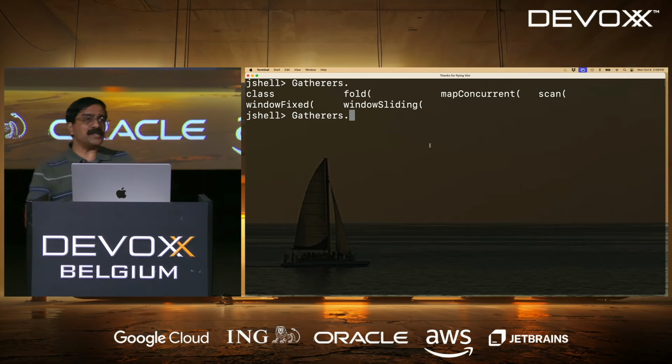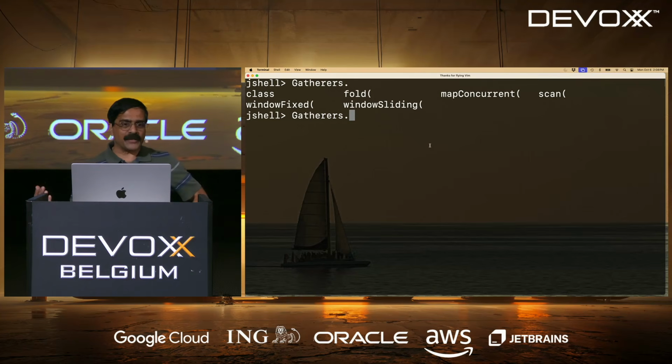So when a new version of Java comes out, take a second to see if by any chance they have added a few new functions. If they've added a few new functions, that's always good, to use them rather than create our own functions, right? So right now there is not a whole lot, but there is a function called windowFixed.